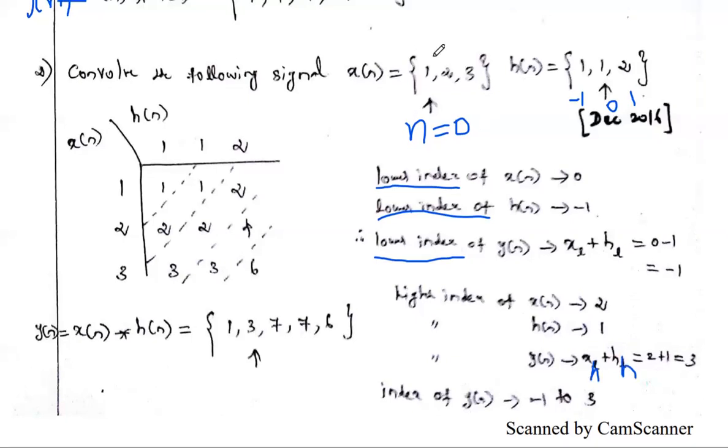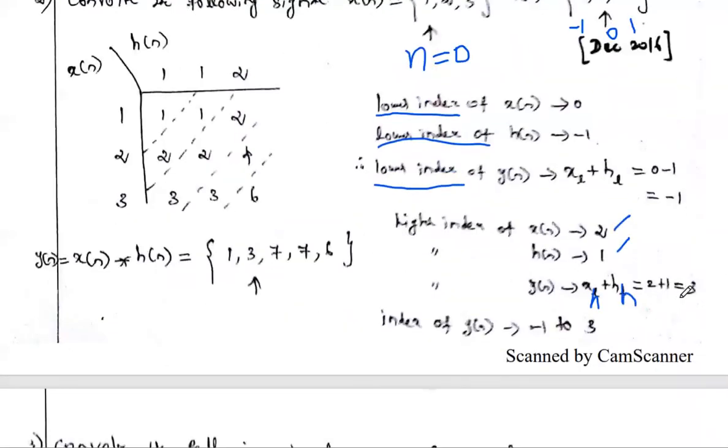So what is the higher index of this x of n? n equal to 2. And the higher index of h of n is 1. You just add these two values. So 2 plus 1 is 3. So the higher index of y of n, the last value, is 3. What is the starting value? From these two, y of n starts at n equal to -1 and ends at n equal to 3.